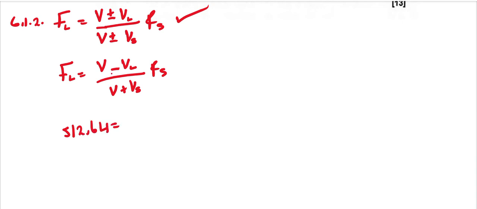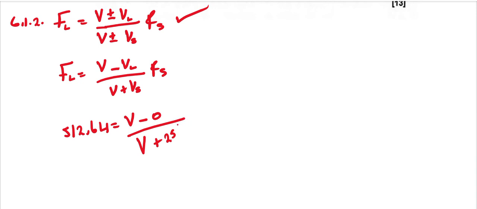512.64. This is the velocity that we are looking for. The velocity of the listener is 0. I'm just writing 0 so you don't get confused, but even if you don't write anything, just write V. You get me? And then here we're going to have V plus, here they say the car is moving with 25.